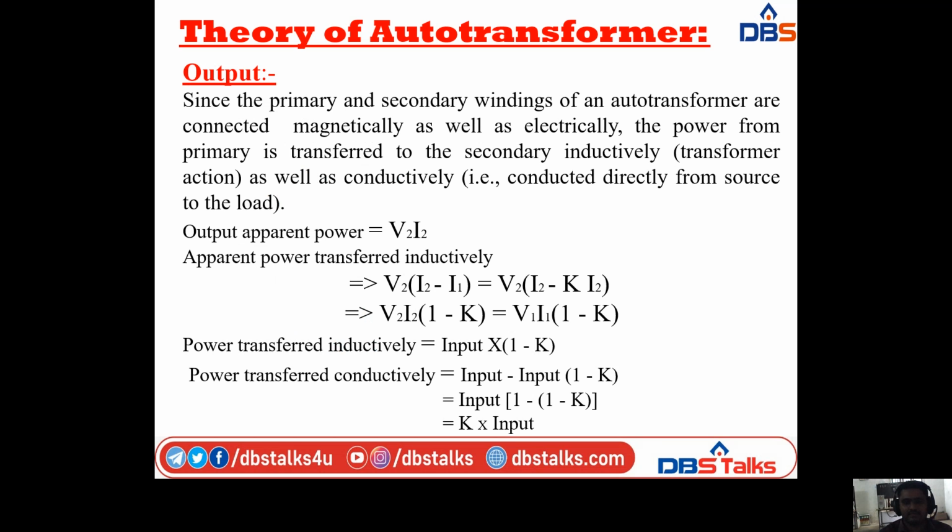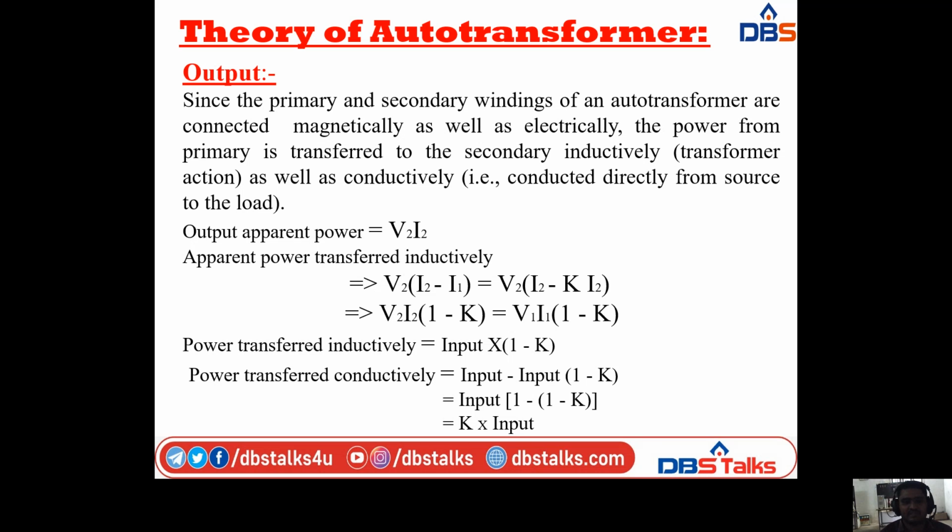Next, coming to the output of the auto transformer. Since the primary and secondary windings of an auto transformer are connected magnetically as well as electrically, the power from the primary is transferred to the secondary inductively as well as conductively. Inductively means by transformer action, and conductively means conducted directly from the source to the load.